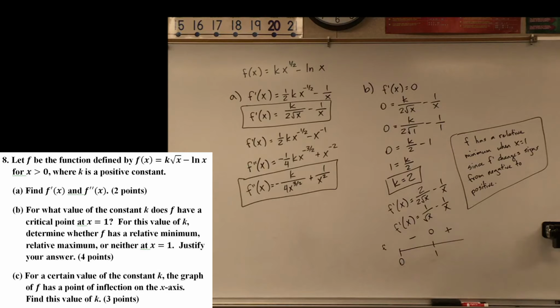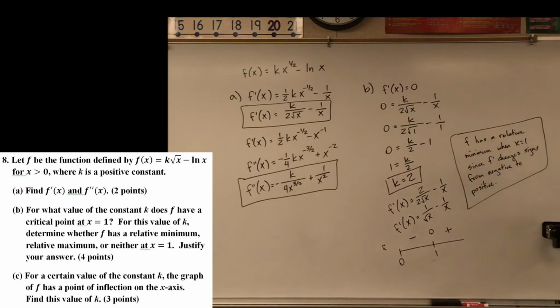All right, we've got part C left. Let's read part C before we erase anything. For a certain value of the constant k, the graph of f has a point of inflection on the x-axis. So how are we finding a point of inflection? f double prime. And here's the interesting thing. It says f has a point of inflection on the x-axis. What does that tell us?